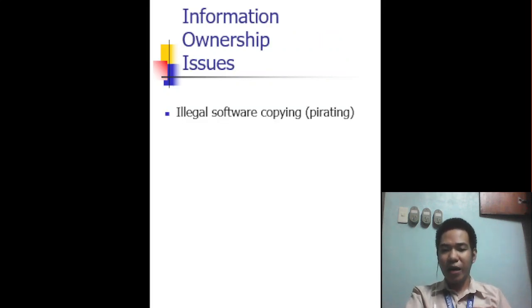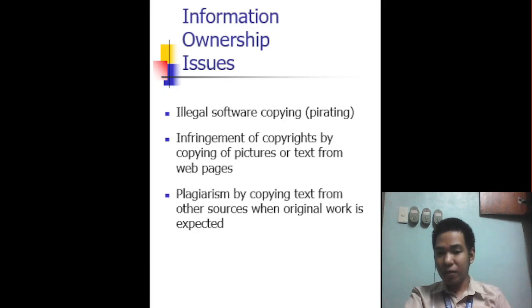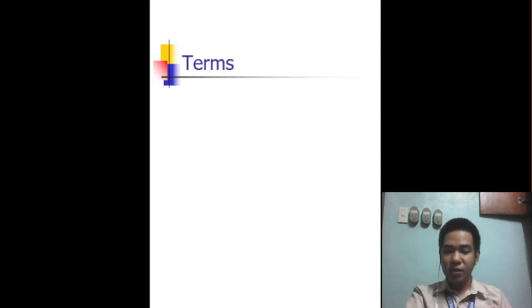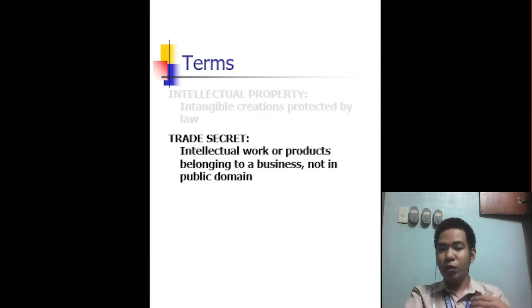Information ownership issues: we have illegal software copying or piracy. So if you downloaded a movie because you don't have Netflix, that's already considered to be piracy. Infringement of copyrights by copying pictures or text from web pages without proper citation, that's already called infringement. Okay? Plagiarism, which I've already discussed. And we also have intellectual property rights. These are intangible creations protected by the law. So if you created your poem, you are entitled to an intellectual property right for that because you are the one who created the poem. If someone took your intellectual property, you can already file a case for that.